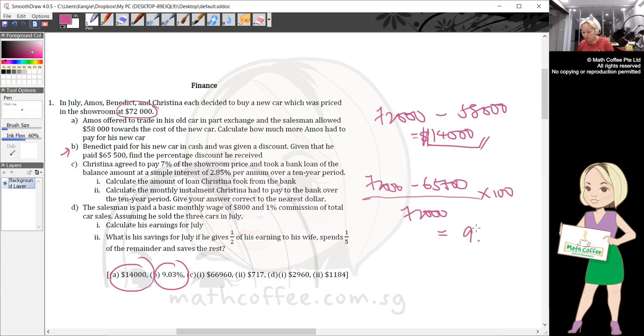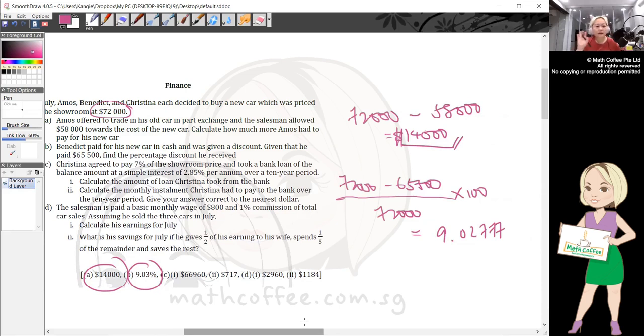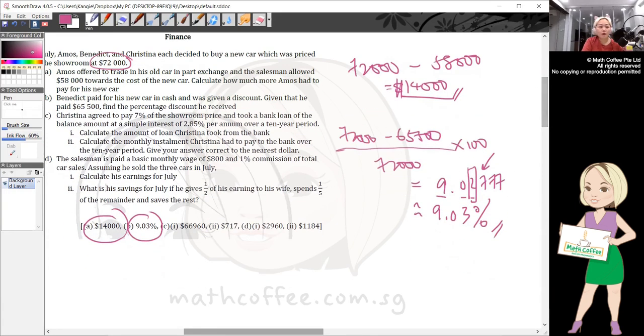This one needs rounding off. 72,000 minus 65,500, I get 9.02777. And if they never mention round off to whatever, by default it's always 3SF. So round off to 3SF, 9.0. 3SF, this is the first, second, and third. This is your third SF. Then you look at the number behind. 7 tells me that I need to round up by 2. So that's why it's 9.03%. This is for part B.